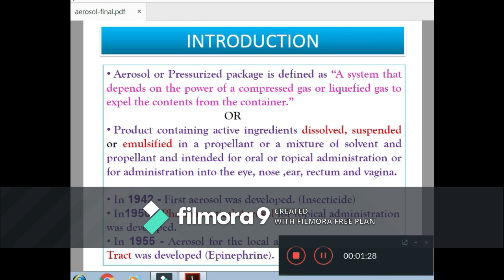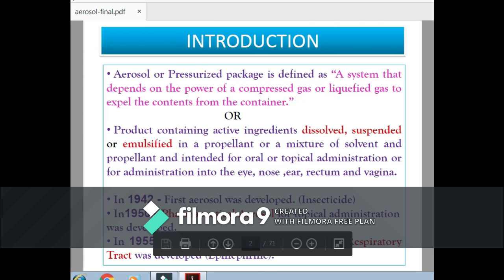The aerosol was invented in 1942. It was developed in the form of insecticides, so it was used as an insecticide. Then another aerosol was developed in 1950, which was a pharmaceutical aerosol, and it was used for topical administration. Then again it was developed in 1955 for respiratory tract purpose.